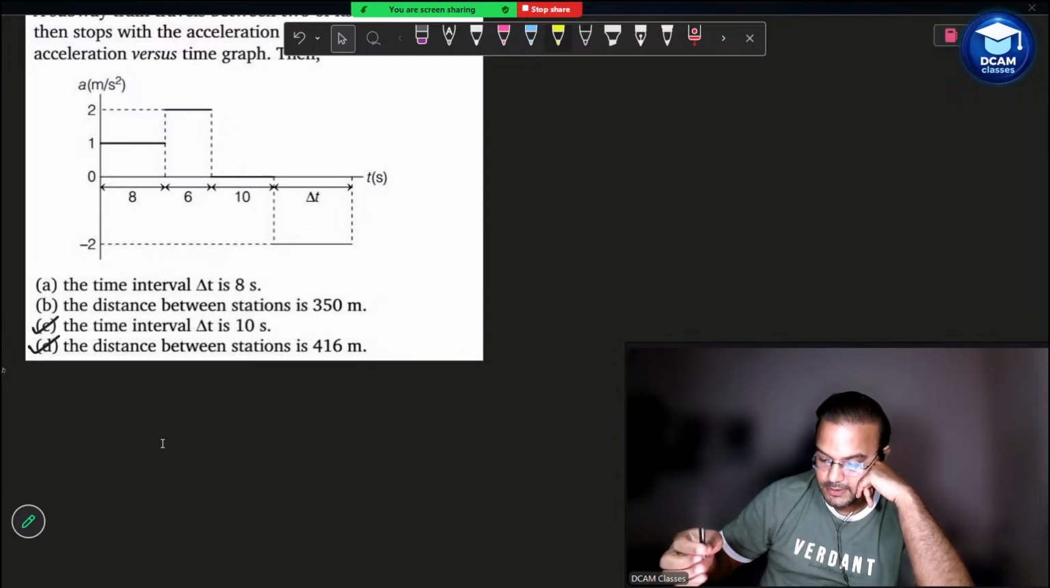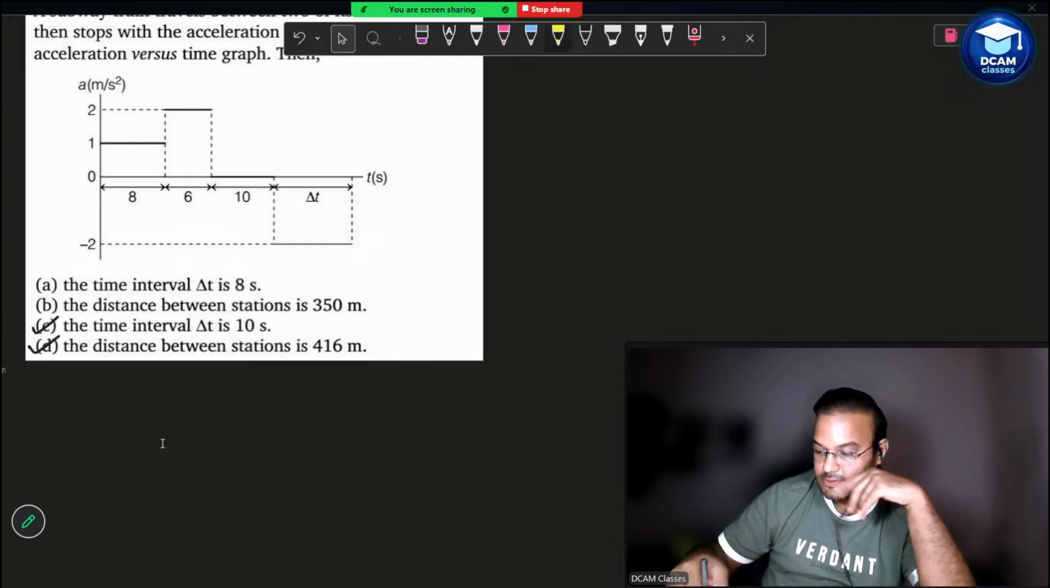Let's see. Okay, let me give you this kind of question. It's a pure graph-based question. No calculation, just drawing the graph.